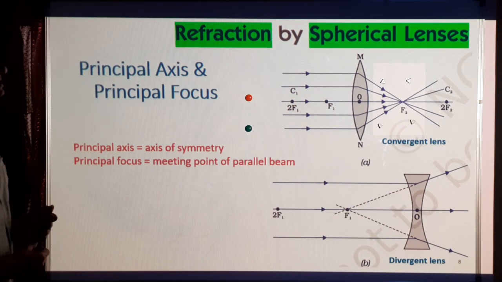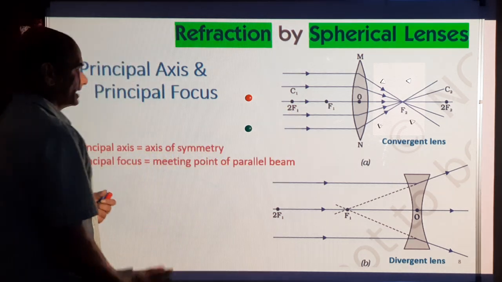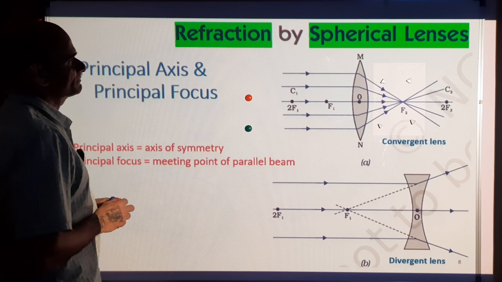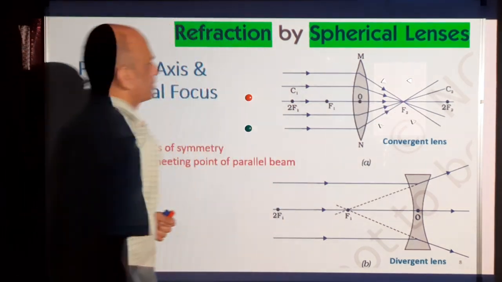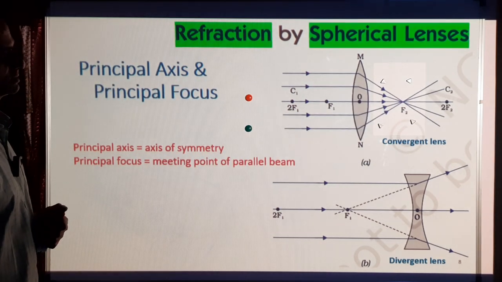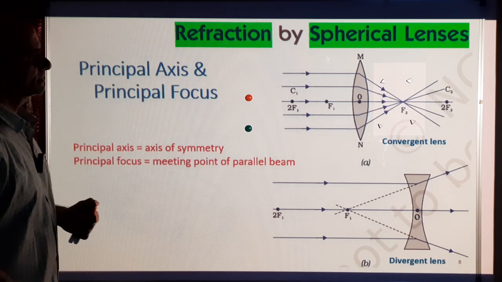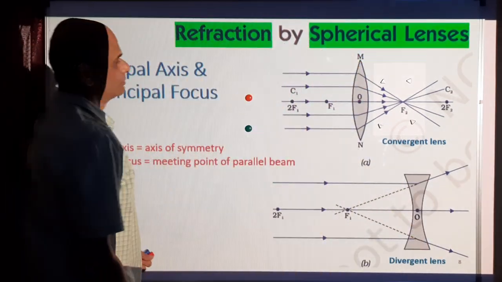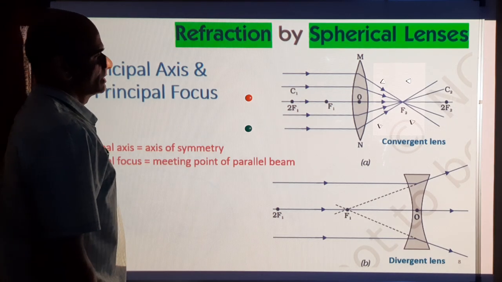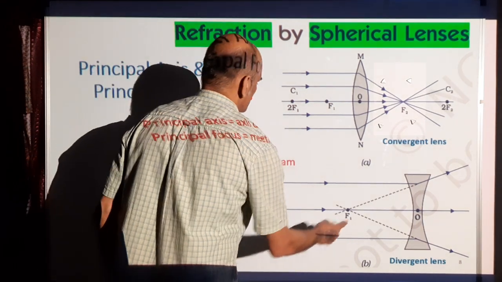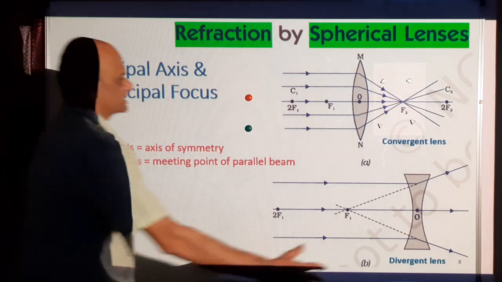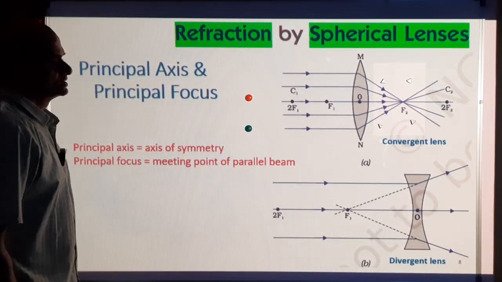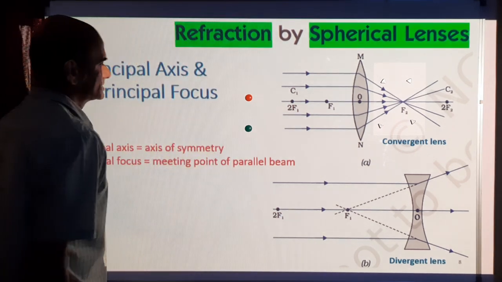To get the principal focus, send a parallel beam of light which is parallel to this axis, and after refraction it will converge at one point. That point is the focal point. For a concave lens, the parallel beam, after coming out, will diverge. These are divergent rays. They will not meet on the right side, but projected backwards will appear as if they are starting from a point. So it will appear as if all these rays are starting from this point and going out. So this is a focus, and it's a virtual focus.